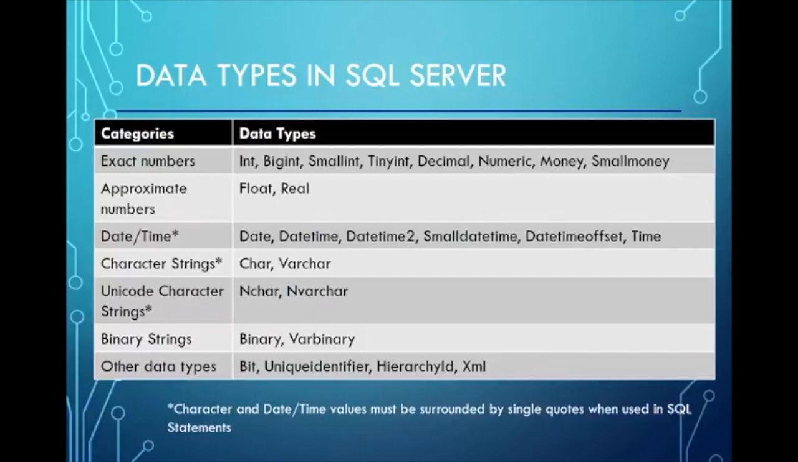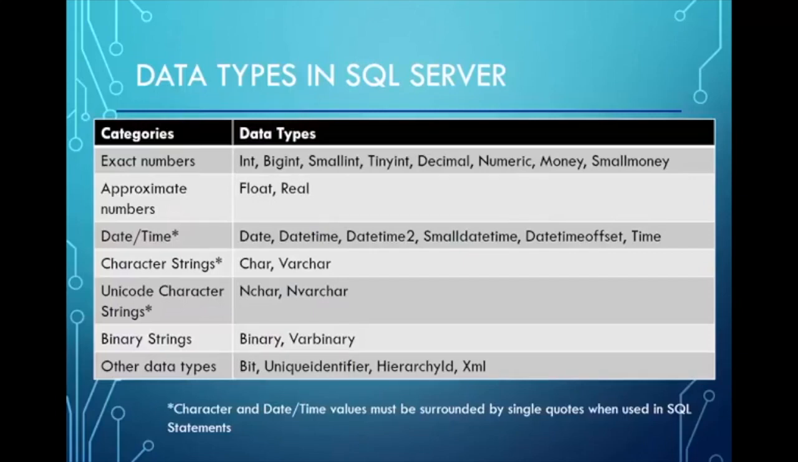Next are binary strings. We have a binary field and a var binary, similar to the character strings. So binary could be images, could be any binary item you would like to store in the database. So binary is fixed, var binary is variable. Then there's other data types.